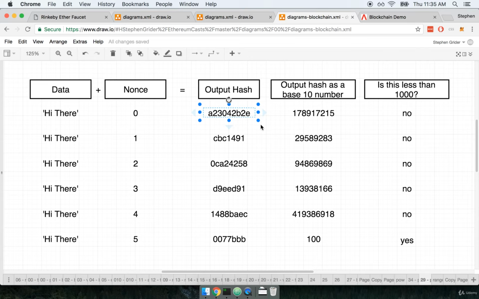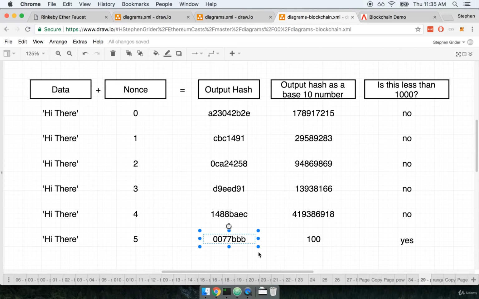You can then imagine that behind the scenes, we take that hash right there, convert it to a base 10 number, and then we ask if this number right here is less than some target value. And let's imagine right now that that target value is 1000. We say, is that less than 1000? No, it's not. Okay, then we need to continue looking for another value. Let's increment the nonce by 1, do the hash again, convert that to a base 10. Is that less than 1000? No? Okay, let's keep going until eventually we end up with hi there plus a nonce of 5.